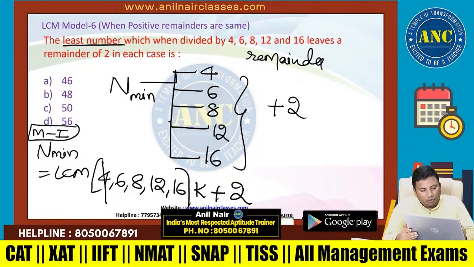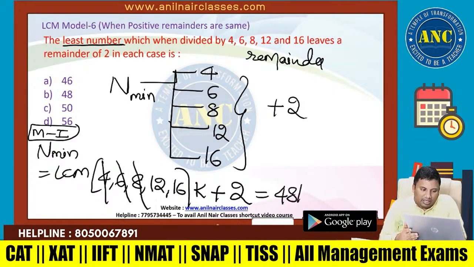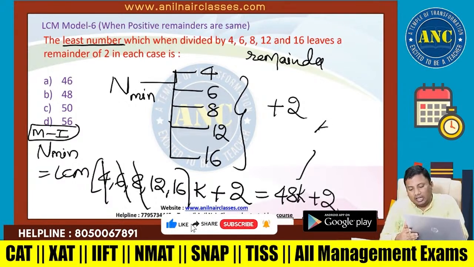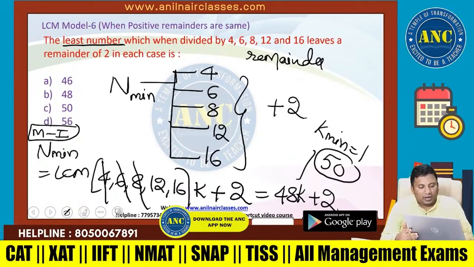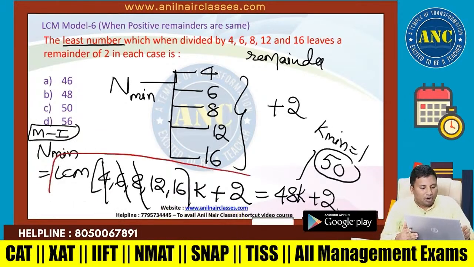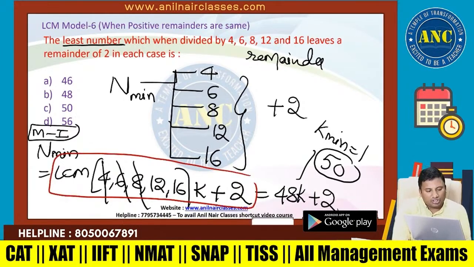Now 4 is a factor of 8, 6 is a factor of 12, 8 is a factor of 16, 12 and 16. These give 48k plus 2. Because it is minimum, k minimum is 1. So 48 plus 2 is 50. LCM of all the numbers into quotient plus remainder: LCM of 4, 6, 8, 12, 16 plus 2. Method number 1.